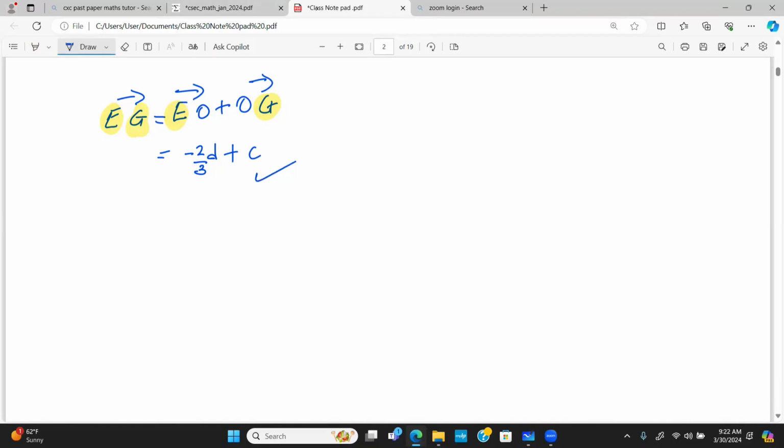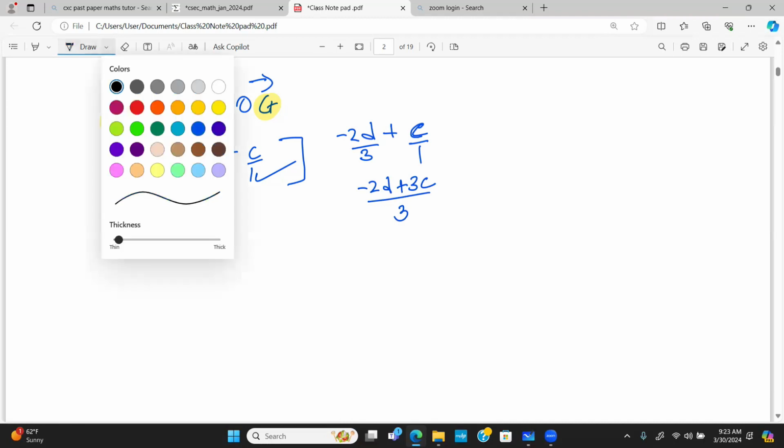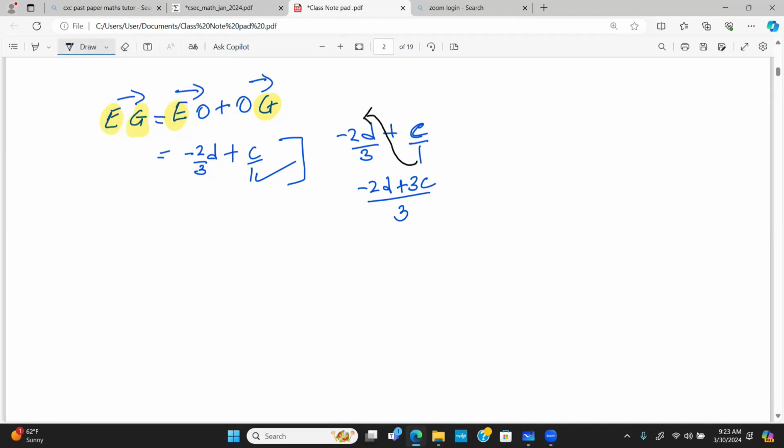All right, so we have negative 2/3 D plus C. Now, if we want to make this into a single fraction, what we're having here is negative 2D plus 3C all over 3. There we go. We could do a quick thing here: 1 times this, 3 times that, over this times that. And that could do the trick. So this is a very simplified version of EG.